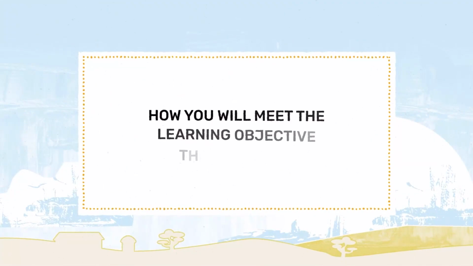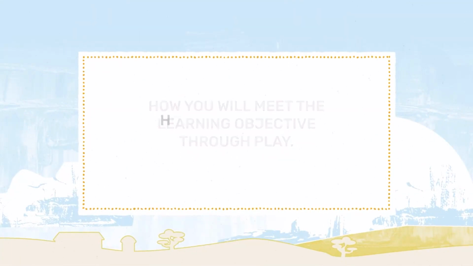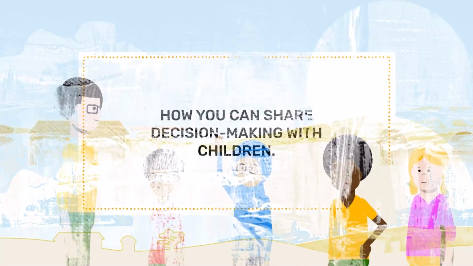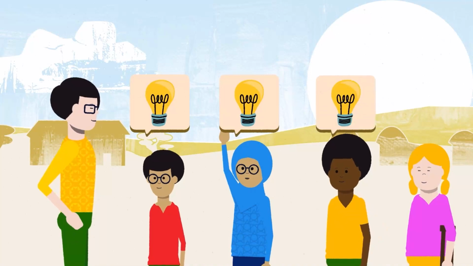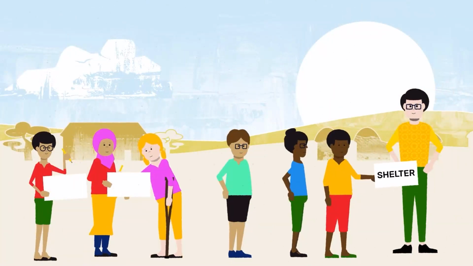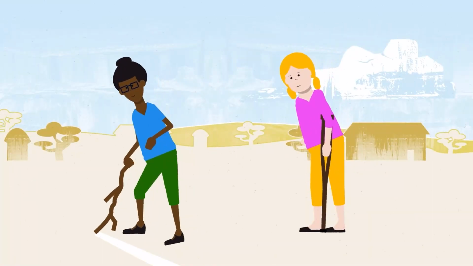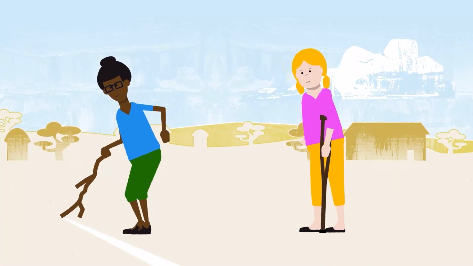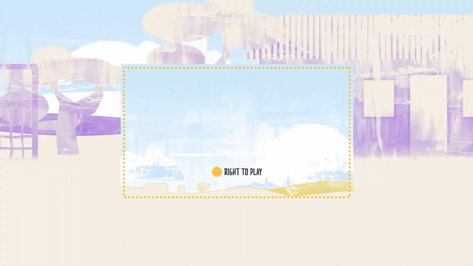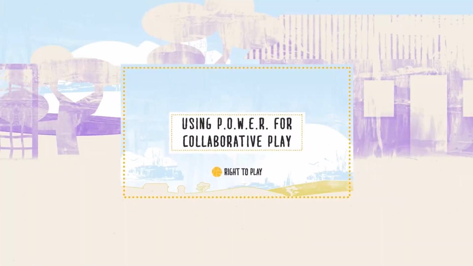As you plan your lesson, think about how you will meet the learning objective through play and how you can share decision-making with children. In David's activity, what decisions can children make? One idea is to have children create cards with things they need and want. They can also set the size of the playing area. For more ideas, check pages 16 to 18 of your P.O.W.E.R manual and the video called Using P.O.W.E.R for Collaborative Play.